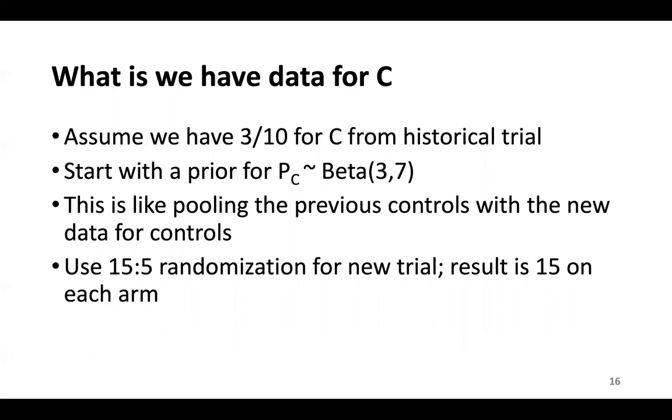This is essentially pooling that data with the control arm from the new trial and using 100% of the weight of those 10 observations. What we can also do is change the randomization rates. We can randomize 15 on active A and 5 on the control C, because we're bringing forward 10 historical observations on C, which is going to result in 15 on each arm. So we're enrolling a trial of 20 patients, but now it has the strength of 30 patients because we're using the historical data.